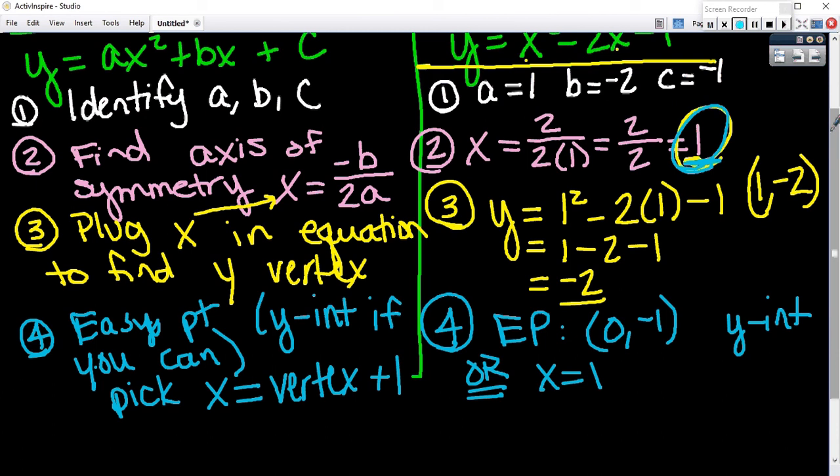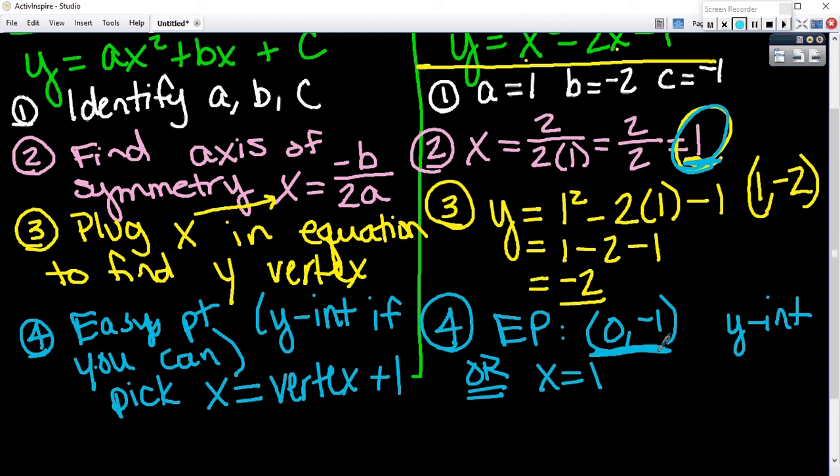If I were doing this problem, I would use this as my easy point, and I'd be done with it. But just in case you get to a problem and you can't use that, because if the vertex sits right here and my graph is going like this, then I can't use this as an easy point because I've already used it as the vertex. So I'd have to pick another one. So I wanted you to see what you would do, okay? Or sometimes the y-intercept might be huge. Maybe the y-intercept is 50. Well, you don't want to graph 50, so you'd pick an x that's close to the vertex.